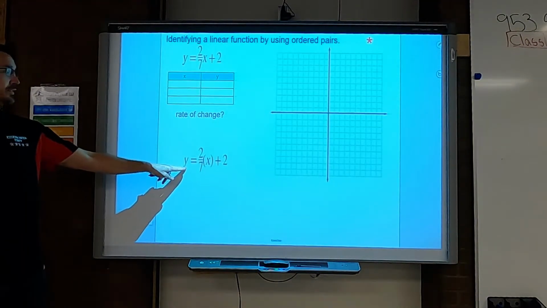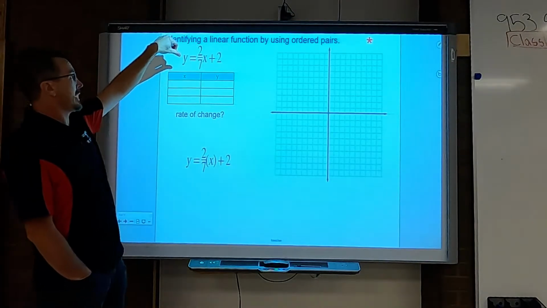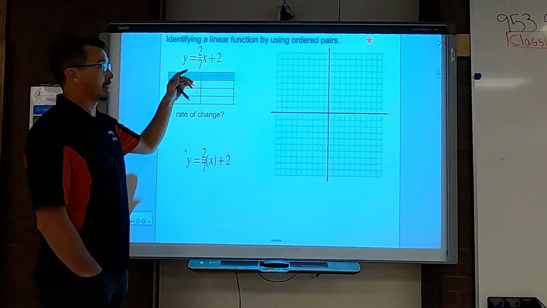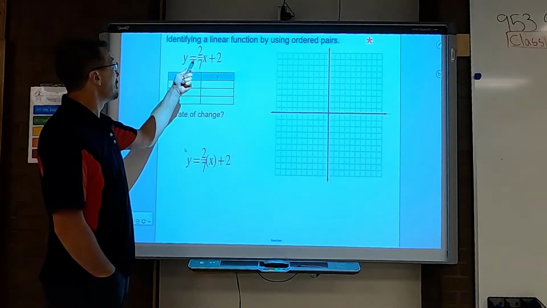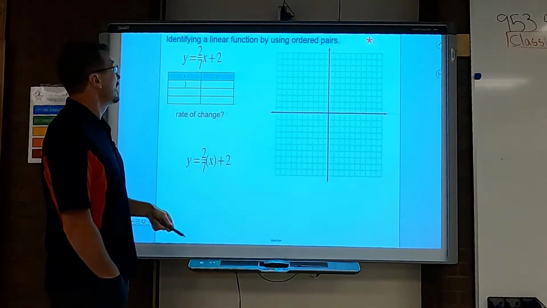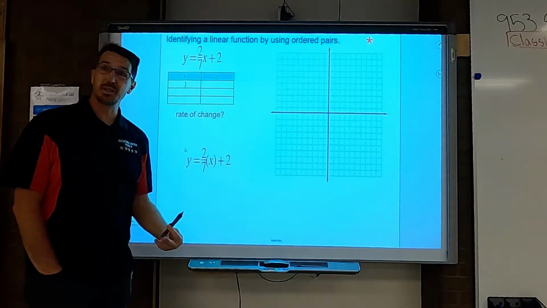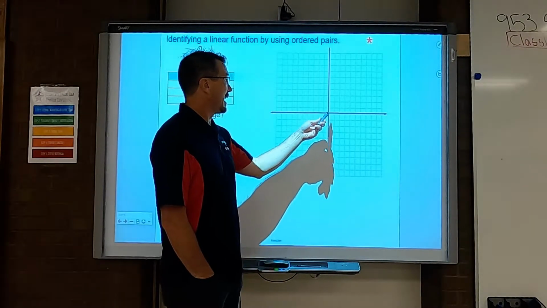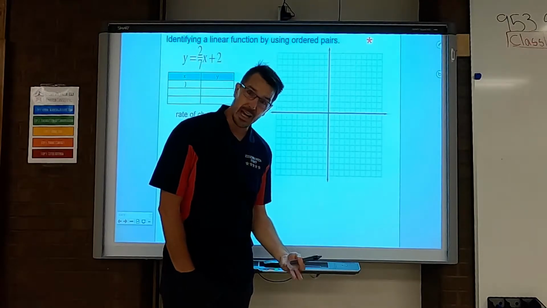So here's a little bit more difficult. I have y equals 2/7 x plus 2. You say, well, x isn't in the numerator, so I shouldn't have to worry about it. But I'm going to have to multiply x by this fraction. And so if I choose a 1, well, 1 times 2/7 is going to be 2/7, and I'm going to end up with 2 and 2/7. How do I graph 2 and 2/7? I'd have to guesstimate again.